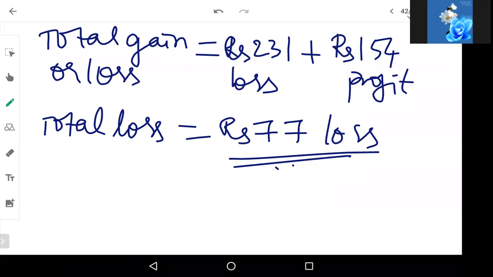Is it clear? Understood this problem? Any doubts? Any part you want me to repeat it again?